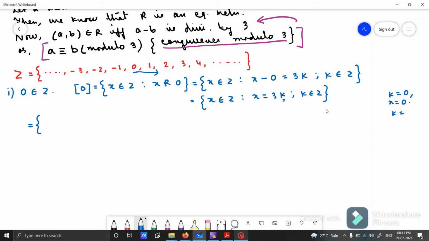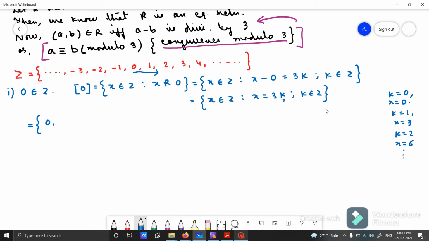Suppose k equal to 1. So in that case, x equal to 3. Again, suppose k equal to 2. Then x equal to 3 into 2, 6. So this way it is going on, continuing in the positive direction. So let me write down 0, 3, 6. They will all come here.